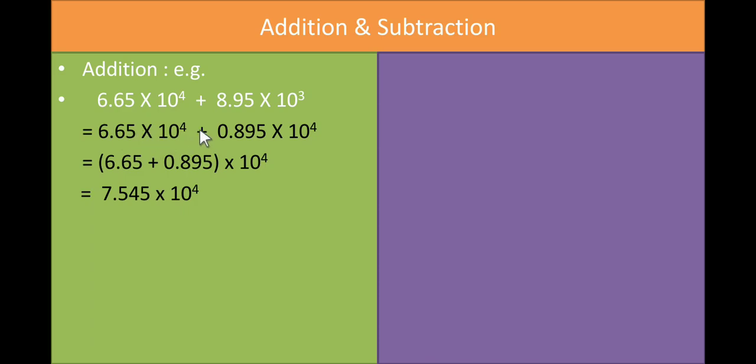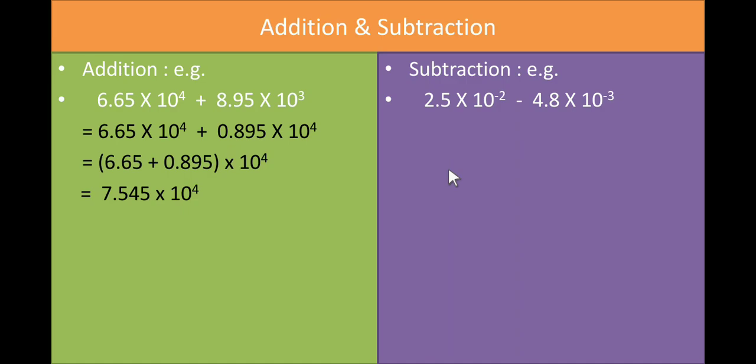So the first term remains the same. We write 8.95 as 0.895 into 10 to the power 4. Here we move the point 1 place to the left and raise the power of 10 by 1. Now if we take common 10 to the power 4, the remaining part is 6.65 plus 0.895. We add this and we get 7.545 into 10 to the power 4. This is how we do the addition in scientific notation. Let us see subtraction.